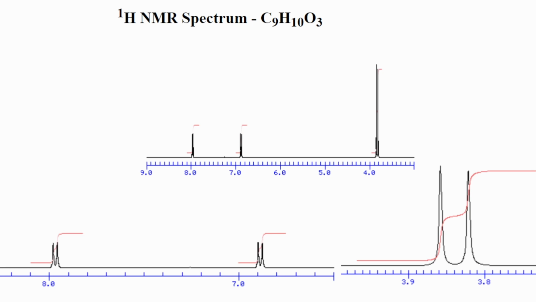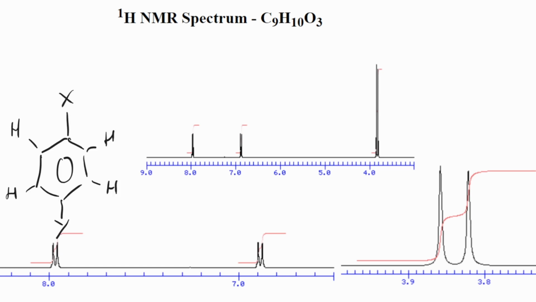This pattern is indicative of a para-substituted benzene ring, like so. If this is indeed the case, each of those peaks represents 2 protons. So our integral here is 2, and this one 2. Looking at the last set of peaks, we can see that the integral ends up being about 3 times higher. So this is a total of 6 protons.